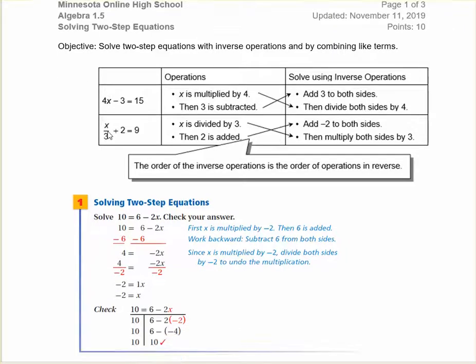Let's look at the x over 3. X divided by 3, or x over 3 plus 2. So the variable is x, it's being divided by 3, and 2 is being added. So the opposite, the inverse operations, is to first undo the plus 2. So the first thing you would do is you would subtract 2 from both sides, which is the same as adding negative 2. And then we would undo the division by multiplying both sides by 3.